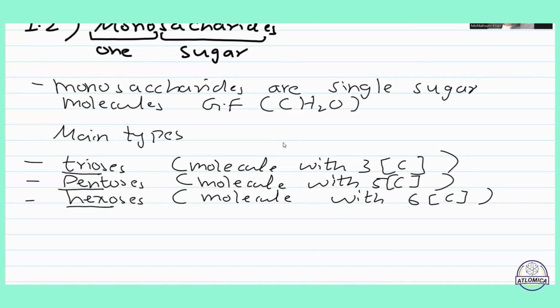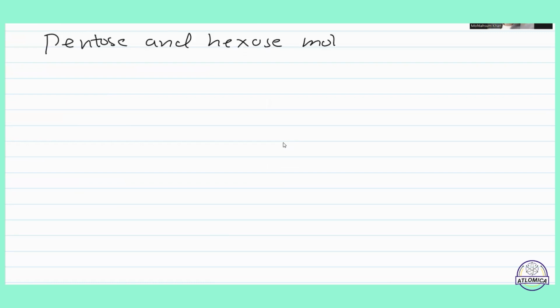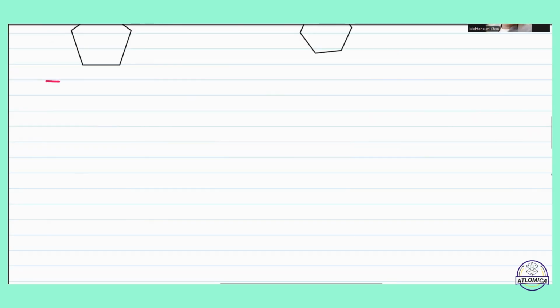Now you got a good point. We'll discuss this further, especially pentose and hexose molecules, which can form closed chain structures. They can form closed chain structures. So next up, we're going to discuss isomers.